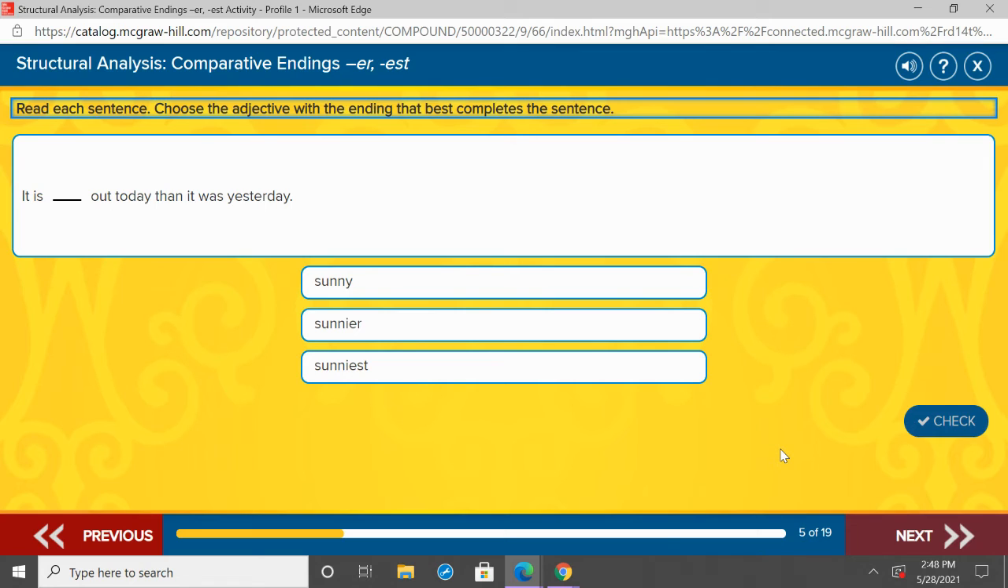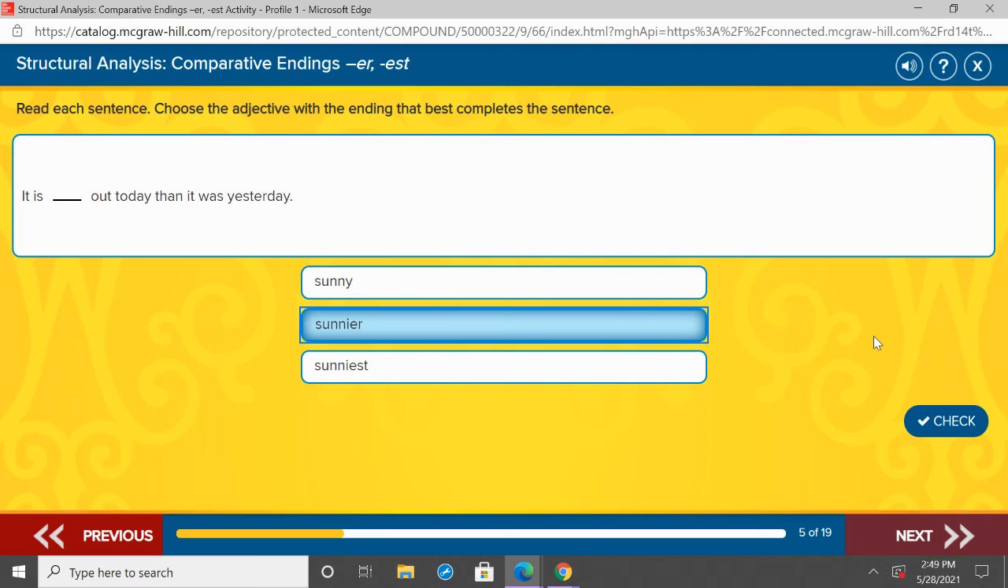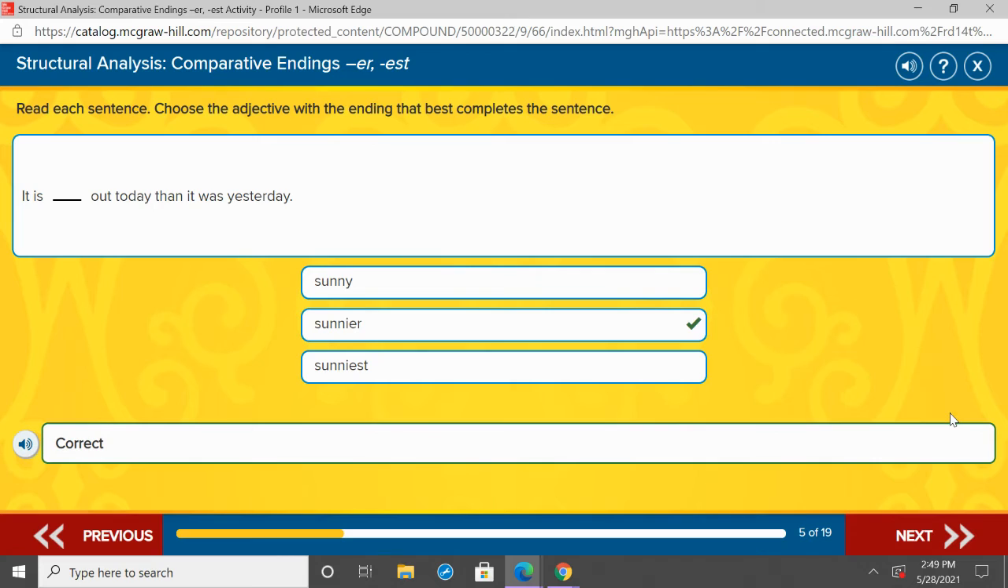So now we need to figure out how we properly spell sunnier. Well, sunny, we see ends with a Y. So we know if it ends with a Y, we drop the Y, add an I, and then add our ending. So we would drop the Y, add an I, and since we're comparing 2 things here, we'd add the ER. It is sunnier out today than it was yesterday. Good job.